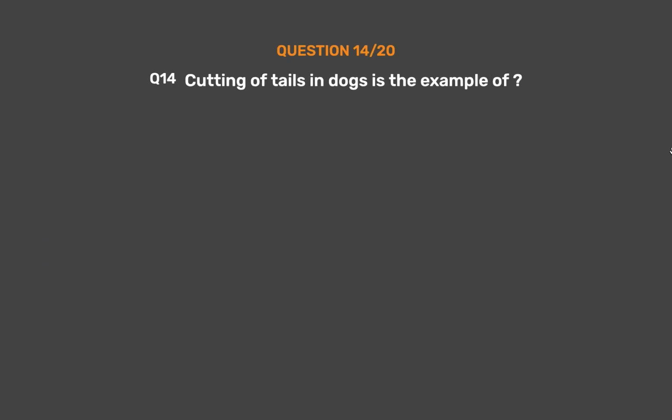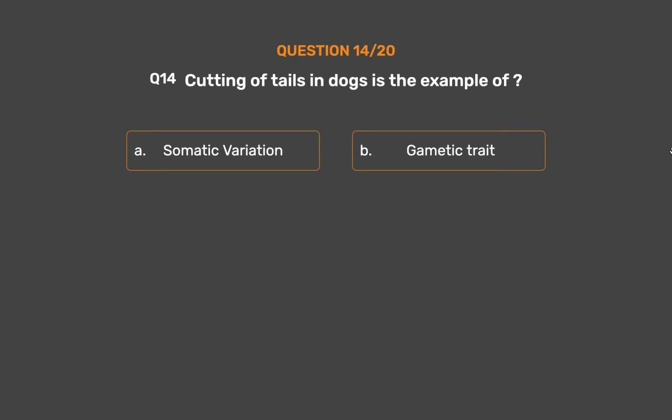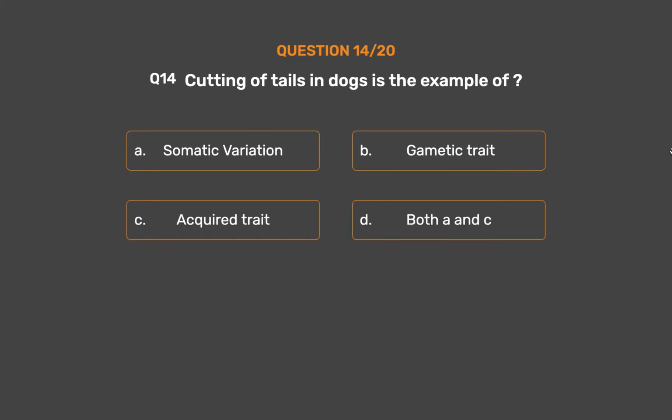Cutting of tails in dogs is the example of? Option A. Somatic variation. Option B. Gametic trait. Option C. Acquired trait. Option D. Both A and C.